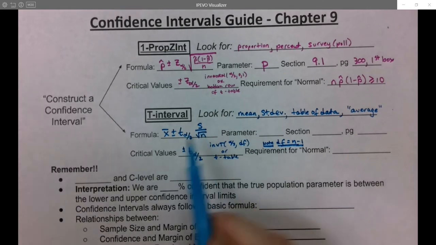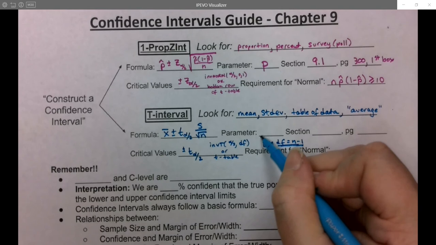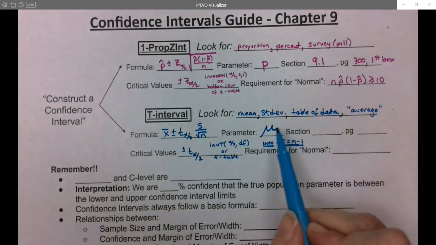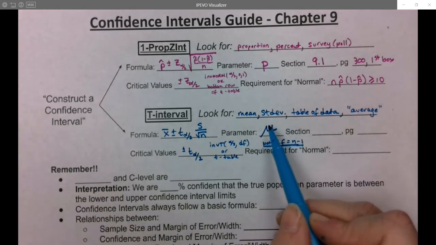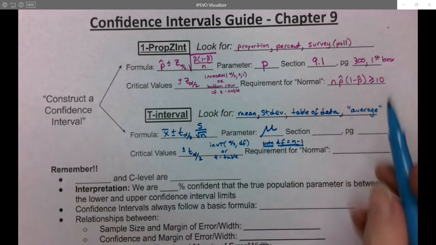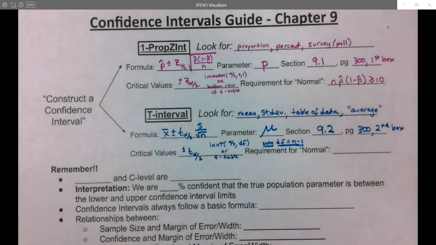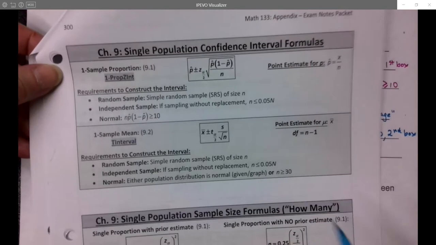Now the parameter we're making this interval for is the parameter that is associated with x bar. X bar is a statistic from a sample. It's a sample mean. So the population parameter for it is mu. It looks like a U, but it's mu. U with like a long tail on the front. So that's the population parameter. It's the population mean. This was section 9.2. And on page 300, it's the second box. So if you're looking to your gold packet, that's where you're going to go. Let me grab my gold packet real quick. Although mine's not gold, but you get the gist. It's right here.